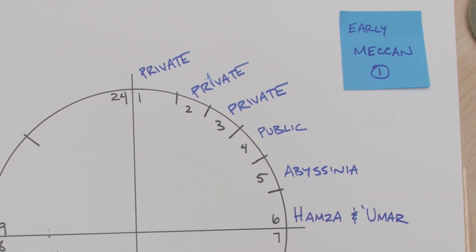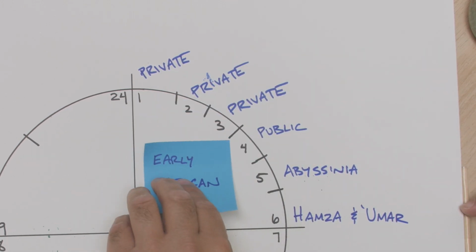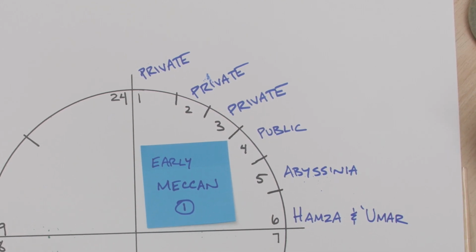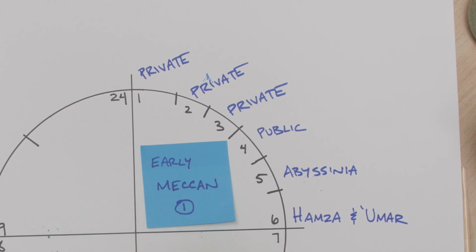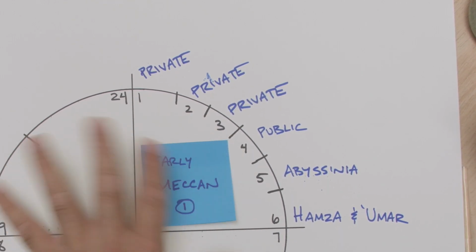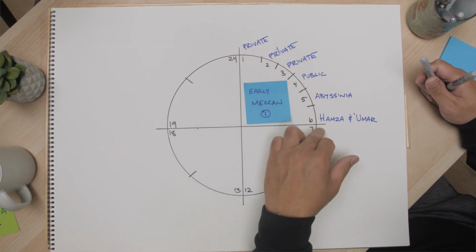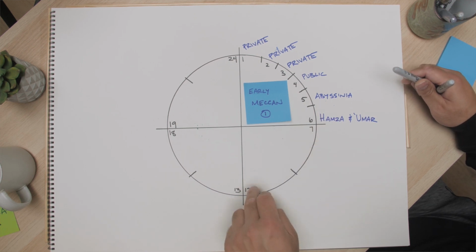So here we have the first 6 years of, what do we call this? Remember guys, this is the early Meccan period. So what do we have? Private, private, private. Public, 4, 5, Abyssinia, don't forget, look at my hand right here, waving goodbye, 6, Hamza, Omar, and that changed this period of individual, very difficult persecution to a period of collective group persecution, which is the late Meccan period. We will get into that in the next episode. So hopefully that wasn't too much for you. I'm trying to break this down to manageable chunks.